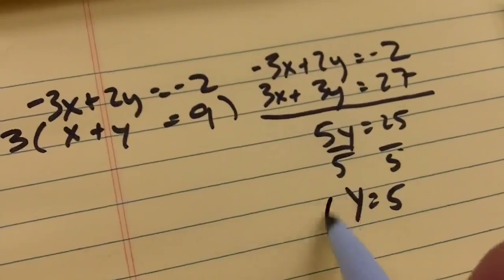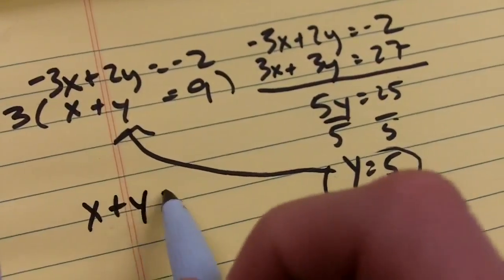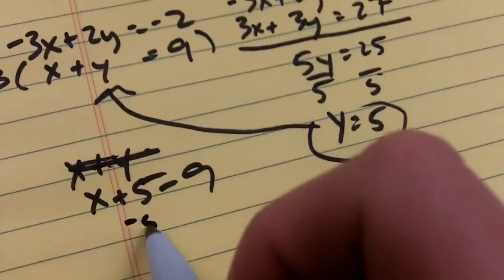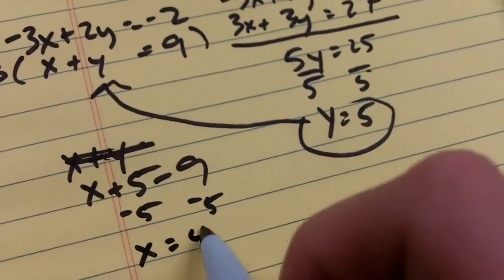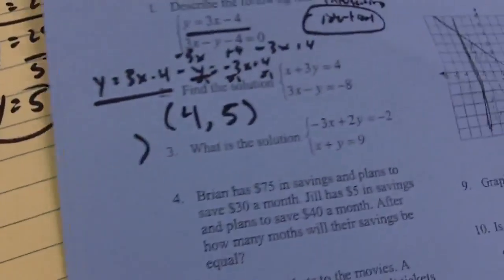Now I need to find the x coordinate. So I can take this and I can plug back in. I'm going to plug in right there. X plus 5 is 9 because y was 5. Subtract 5, x equals 4. So I have the other part of the ordered pair, 4, 5.